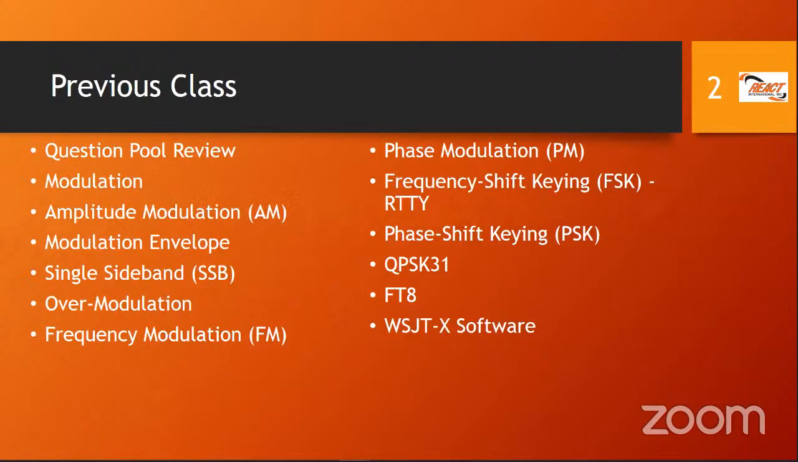During our previous class, we had a question pool review of the questions related to the slide deck from the previous class. We looked at the following topics: modulation, amplitude modulation. We discussed what the modulation envelope was. We also looked at single sideband, the concept of overmodulation. We also looked at other modes such as frequency modulation, phase modulation. We also contemplated what was FSK, or frequency shift keying, and its use in RTTY. We also looked at phase shift keying, or PSK, and we looked relatedly at QPSK31 as well as FT8, and we ended with a look at the WSJT-X software that is used for FT8 and other similar modes.